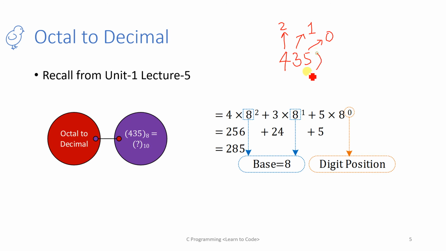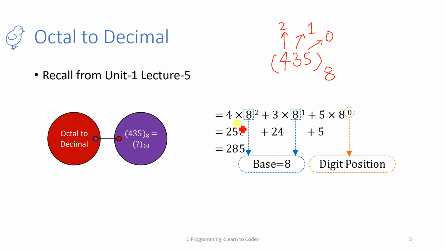So what I am going to do is, this is base 8. So 4 into 8 to the power 2, 3 into 8 to the power 1, then 5 into 8 to the power 0. Here 0, 1, 2 represent the positions, and 8 represents the base.